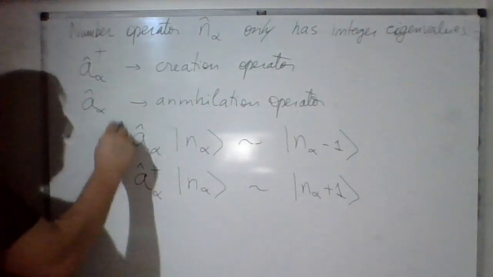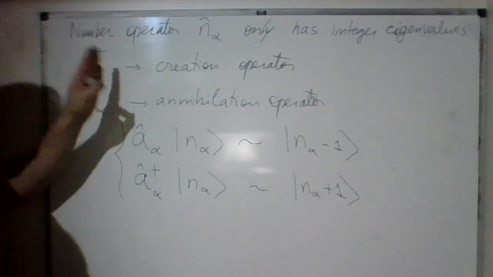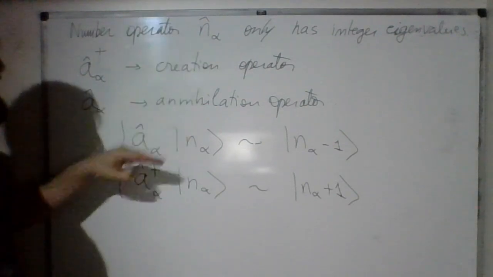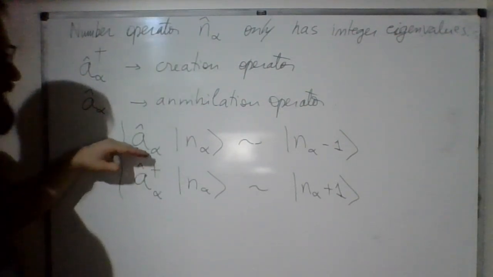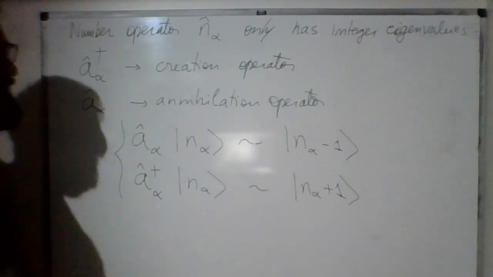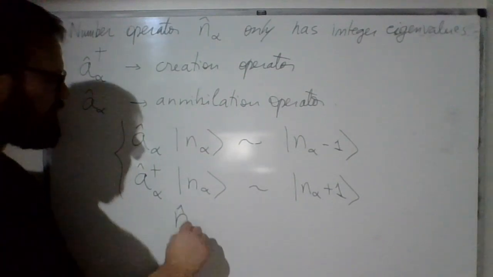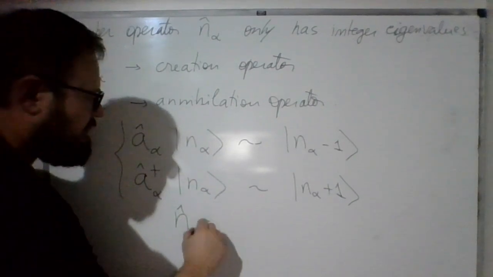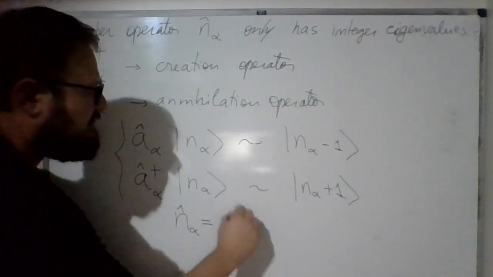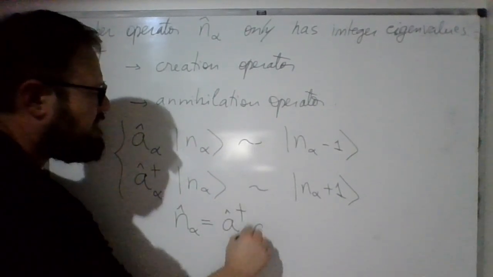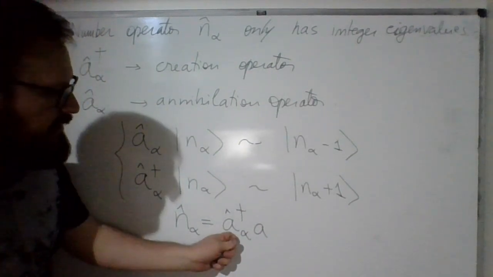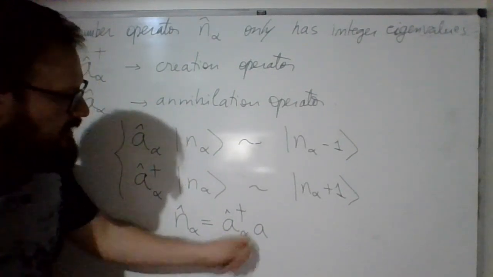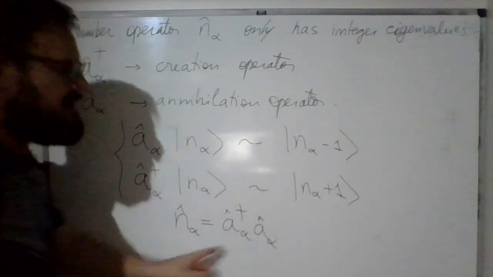So we need to know number operators, annihilation and creation operators, and the number operator, whatever, for bosons or for fermions, is always defined as the product of the creation operator and the annihilation operator in this order.